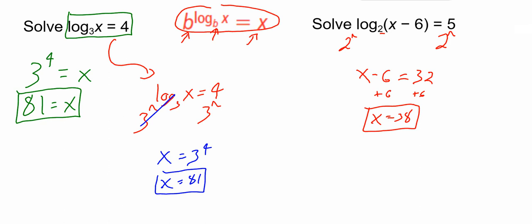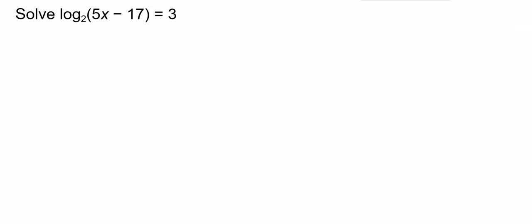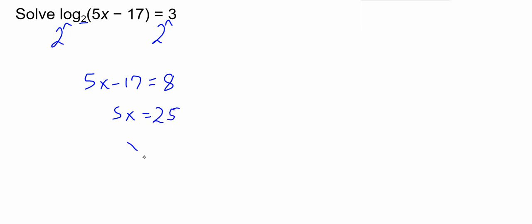Our next example is similar. I'm going to raise this base 2 to the second power, and raise this to the second power. The log and the 2 powers cancel out, and I'm just left with the argument, so we're left with 5x minus 17 equals 2 to the 3rd, which is 8. Adding 17 on both sides gives me 5x equals 25. Dividing by 5 on both sides, I get x is equal to 5.